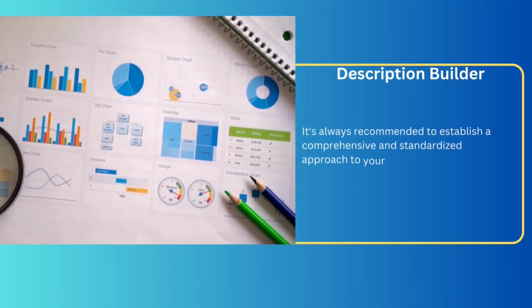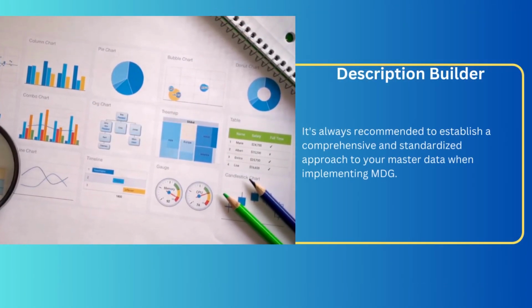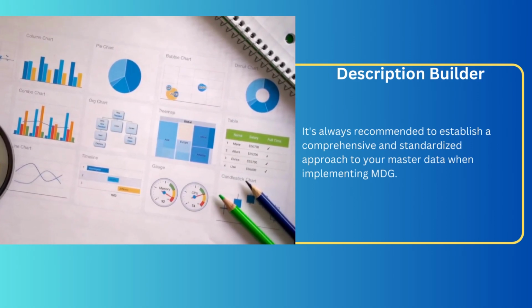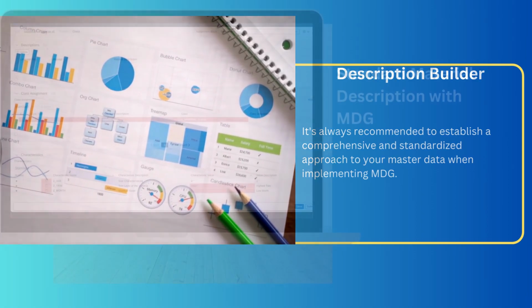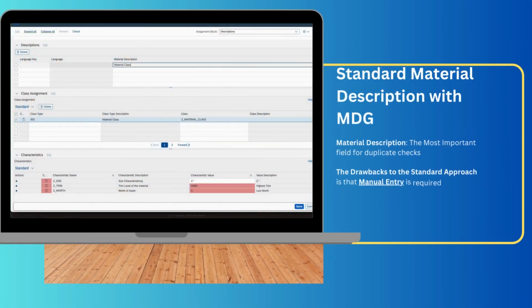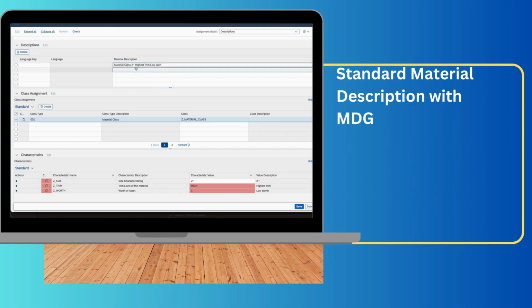It's always recommended to establish a comprehensive and standardized approach to your master data when implementing MDG, which is exactly what the description builder was designed for. Although the material description is the biggest driver of proper master data management, the standard approach of maintaining the material is prone to misentry. On top of that, it is freely definable with no logic to systematically ensure accuracy, meaning the weight is fully on the data stewards to define the material description based on company standards.